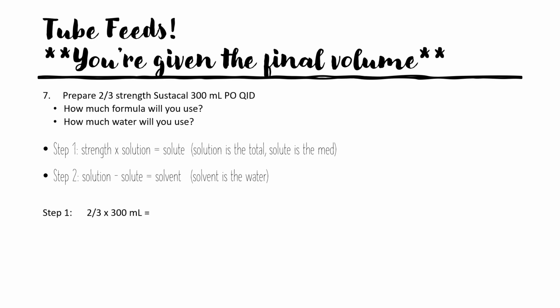So step 1: 2/3, that's my strength, times 300 milliliters, which is my solution or my total volume, equals 200 milliliters of formula or solute, which is your med. Step 2 is that solution, 300 milliliters, that's my total volume, minus my 200 milliliters of solute or formula, med, however you want to call that, equals 100 milliliters of solvent, which is the water.